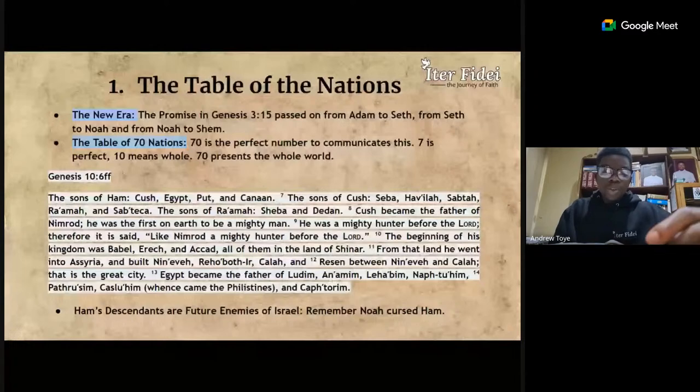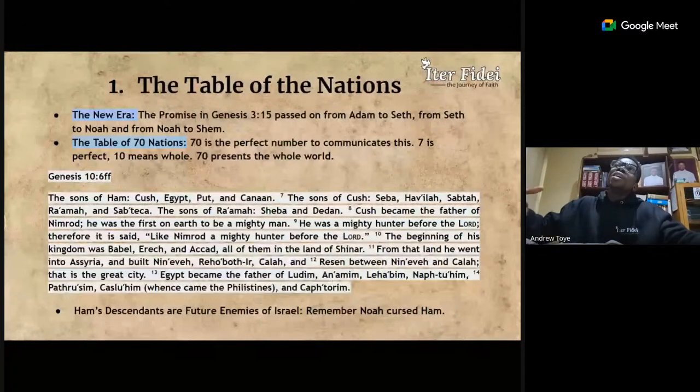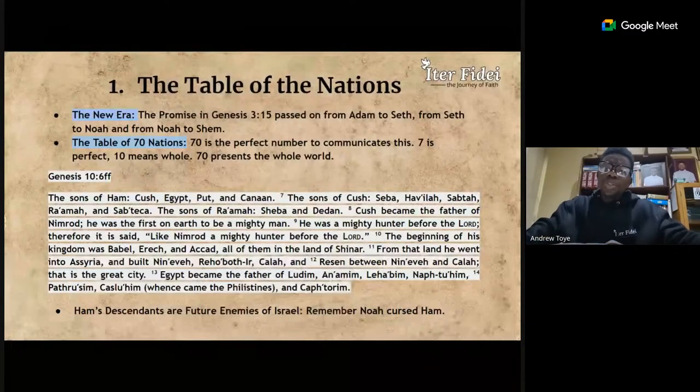In Exodus, the number of Israelites who came into Egypt were 70. That's a representation of the whole world moving towards salvation. Jesus sent 70 to go and preach. That's also a representation that Jesus sent them to the whole world. So 70 nations is like a representation of the whole world.